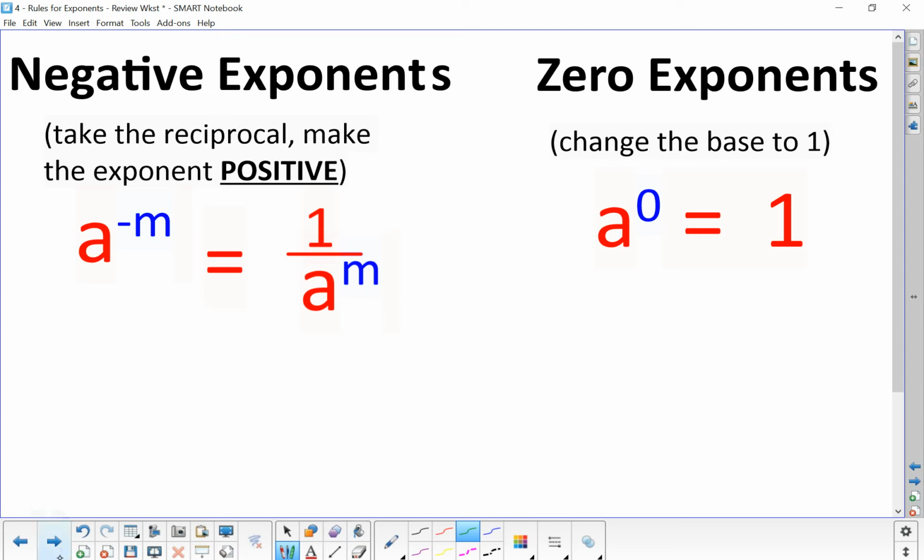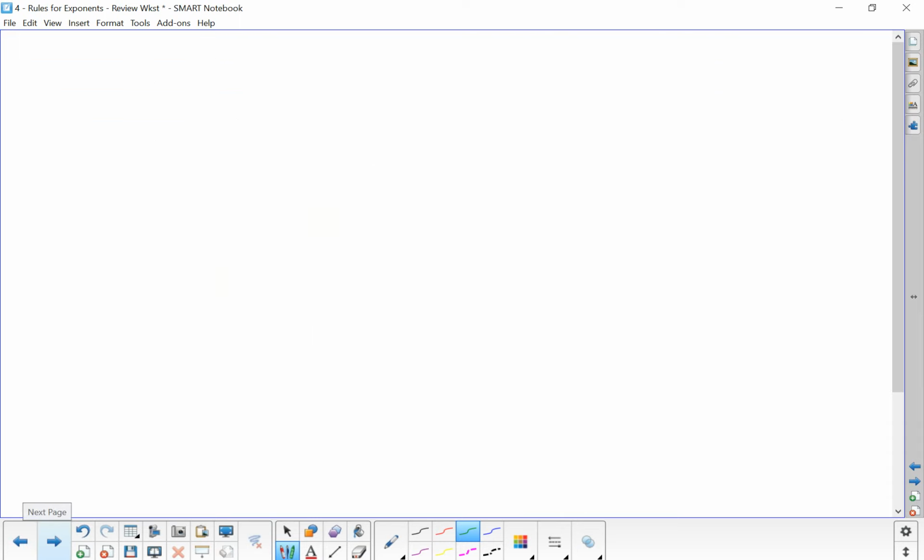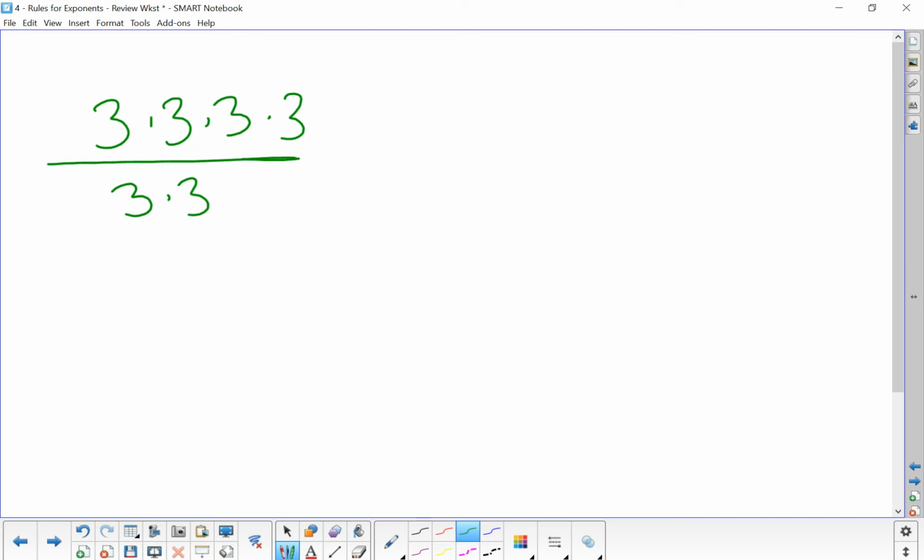So let's think about this for a second. If I have 3 times 3 times 3 divided by 3 times 3, let me add another one up here. If I had this, and I wanted to simplify it, then couldn't I say that this creates one whole, and this creates one whole? 3 over 3 is the same as 1 over 1, and 3 over 3 is the same as 1 over 1. So that means my answer would be 3 squared, because I have 2 3's left over.